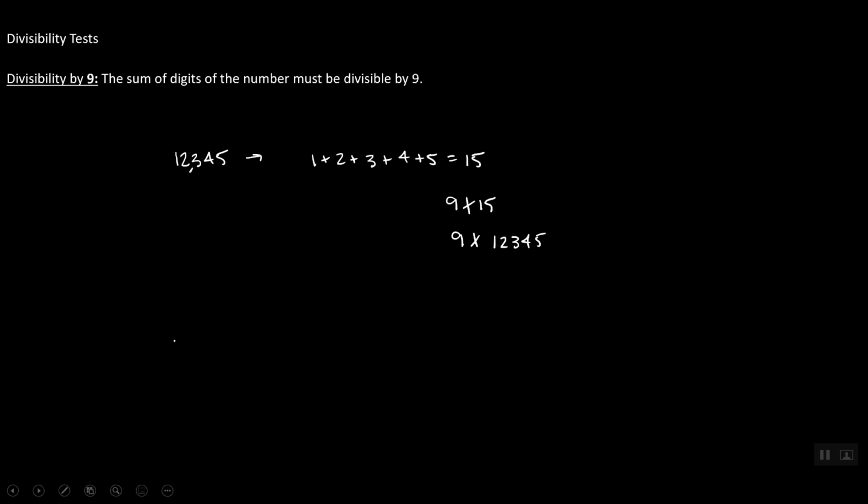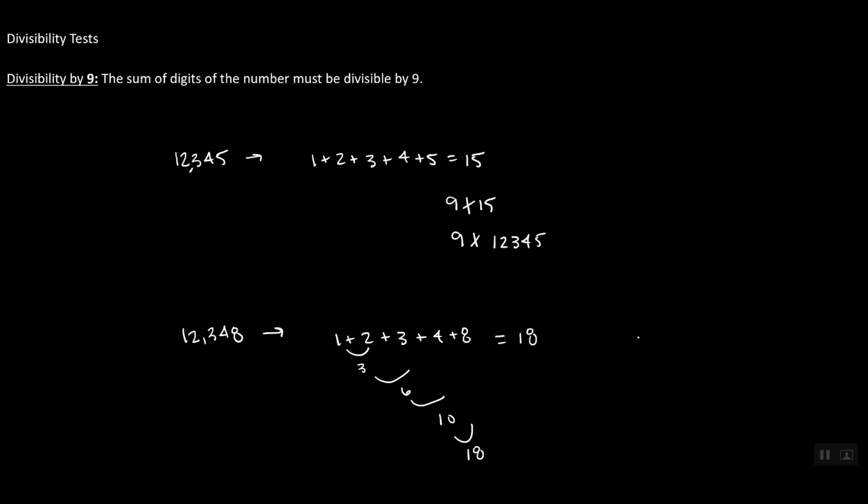But if we looked at a number like 12,348, when we add those digits, 1 plus 2 is 3, 3 plus 3 is 6, 6 plus 4 is 10, 10 plus 8 is 18. The sum of our digits is 18. 9 does divide 18 because 18 is 9 times 2. Therefore, we can conclude 9 does divide our original number.